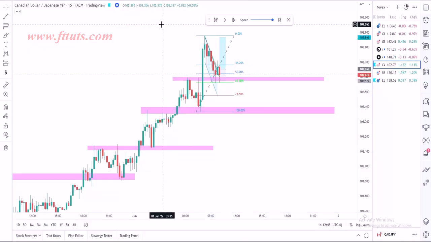Absolutely nothing wrong with that. If price still came back here and price action told me, hey, listen, here's the candlestick pattern, let's go, I would still take this trade.